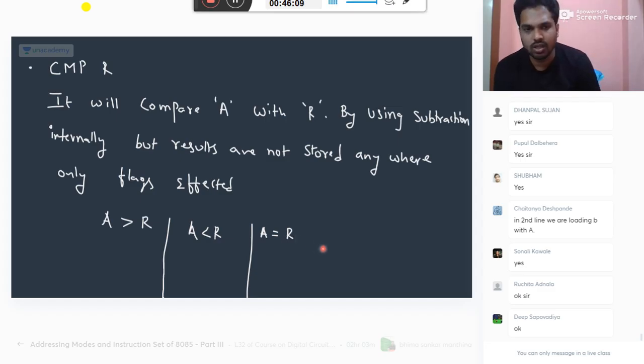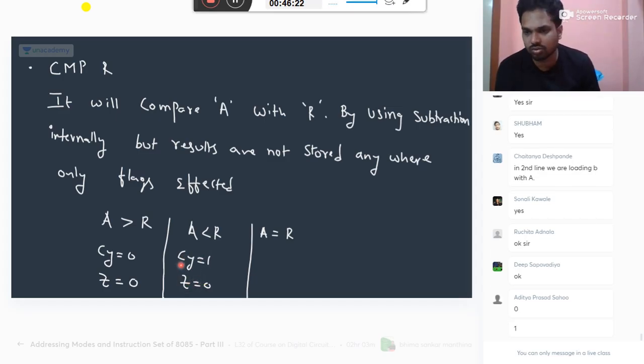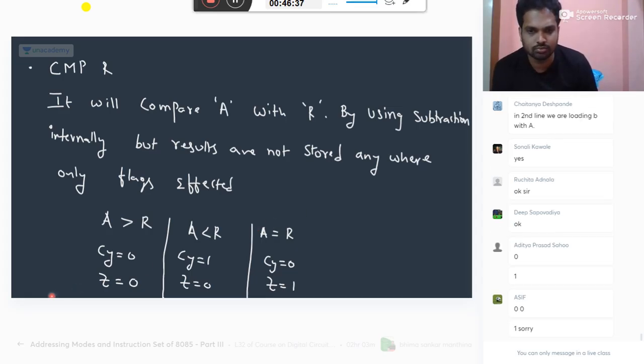Internally your registers are not affected. So it is a 1 byte instruction, 1 machine cycle, opcode fetch, 4 T states. What is the addressing mode? Register addressing, and all flags are affected according to the subtraction result.